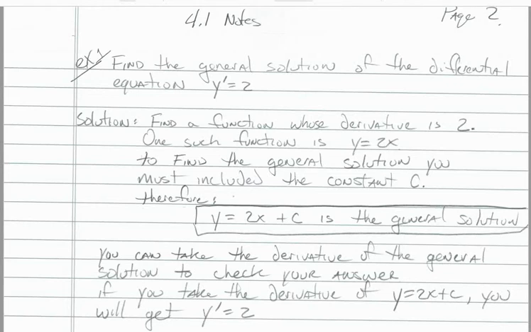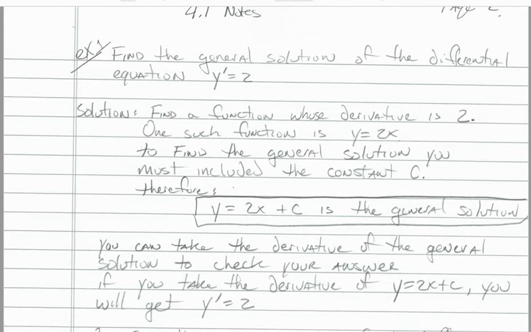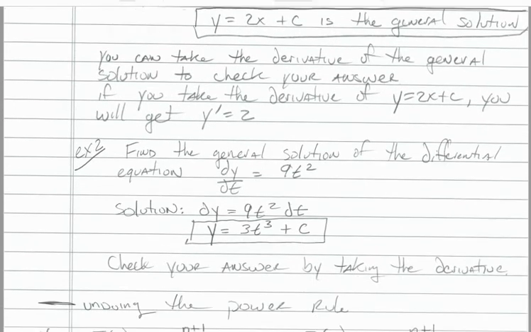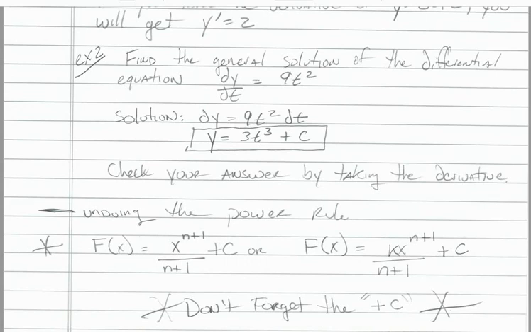So from this first example, we should know that anytime we're taking the antiderivative of a constant, we just need to put the variable next to it, in our case x, and then add a plus c to get the general solution. That's why this is y equals 2x plus c. Alright, let's take a look at the next example.